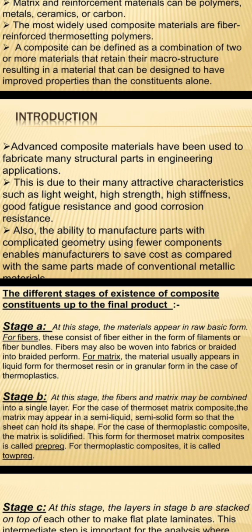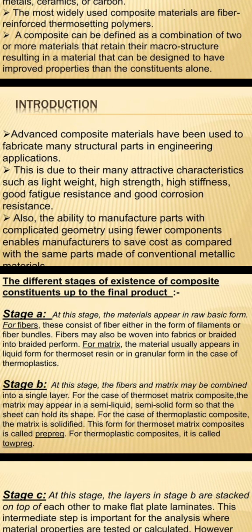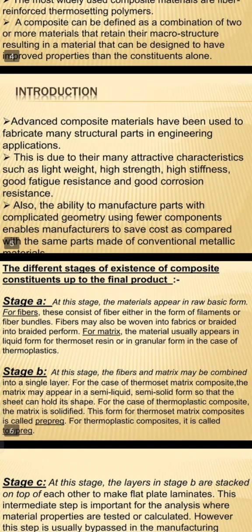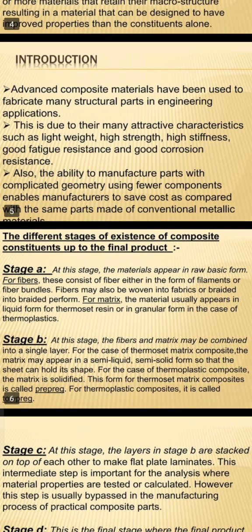The matrix materials usually appear in liquid form in the case of a thermoset resin, or in granular form in the case of a thermoplastic. At this stage, fibers and matrix can be combined into a single layer. In the case of thermoset matrix composites, the matrix appears in a semi-liquid, semi-solid form so that the sheet can hold its shape. In the case of thermoplastic composites, the matrix is solidified.